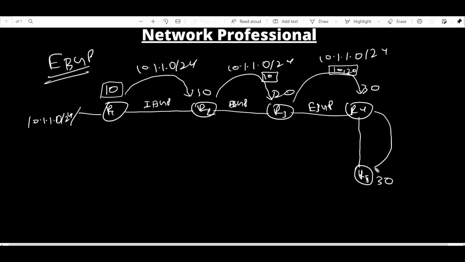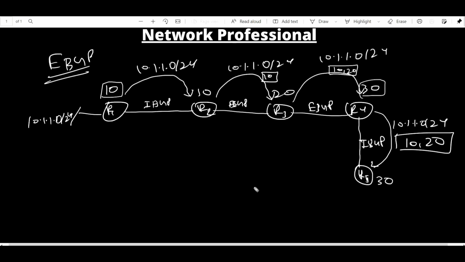So R4 will advertise this prefix to an internal router, but this router will not include its own AS number in the update. So R4 will share the update 10.1.1.0/24 with AS number 10 and 20. This router will not include its AS number because this is internal BGP, iBGP, right?